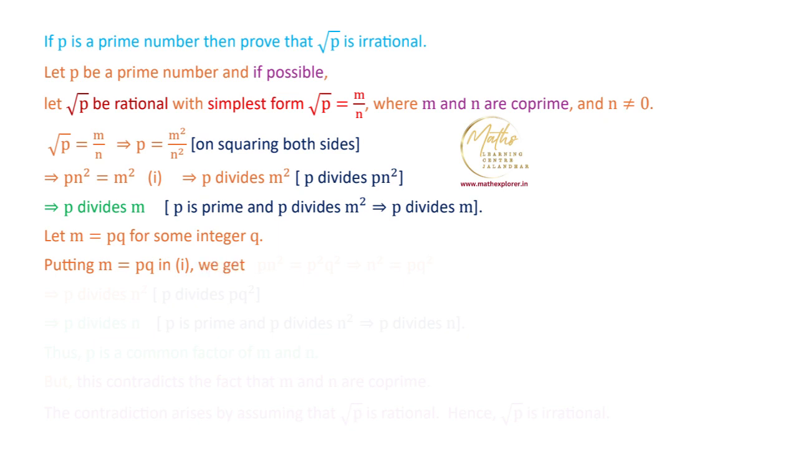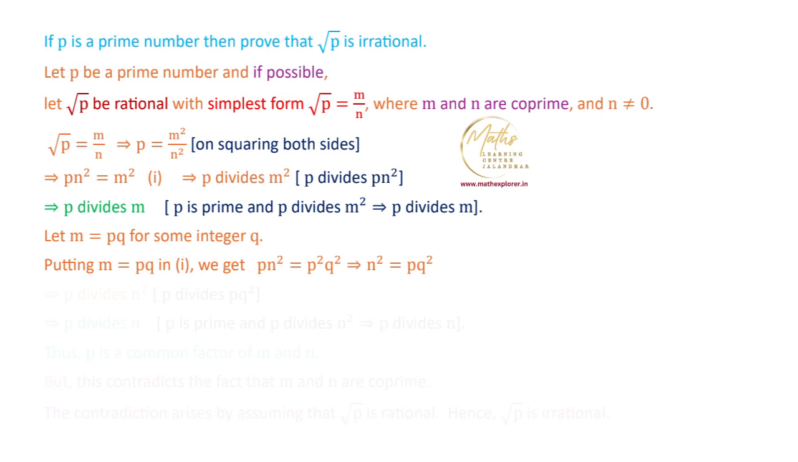We obtain that p n square is equal to p square q square. This p gets cancelled. This p is there on both the left hand side as well as the right hand side. So this implies n square is equal to p times q square, because p is a prime number, so clearly p is not equal to 0. So we obtain that n square is equal to p times q square.